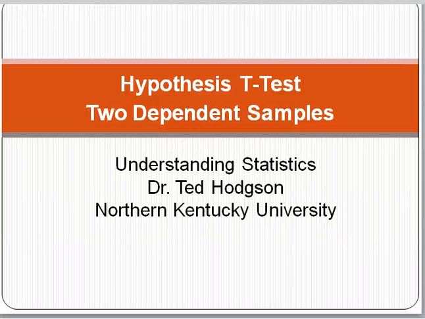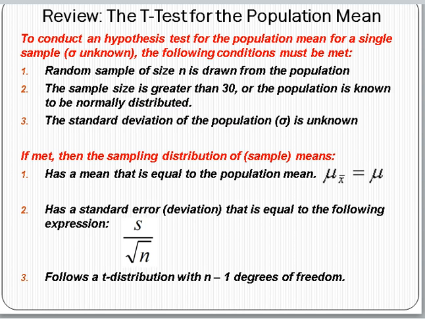This video focuses on the hypothesis t-test for two dependent samples. The t-test for two dependent samples is based upon the t-test for a single sample. So just as a review, to conduct a hypothesis t-test for population mean for a single sample, which is where the standard deviation is unknown, the following conditions must be met.